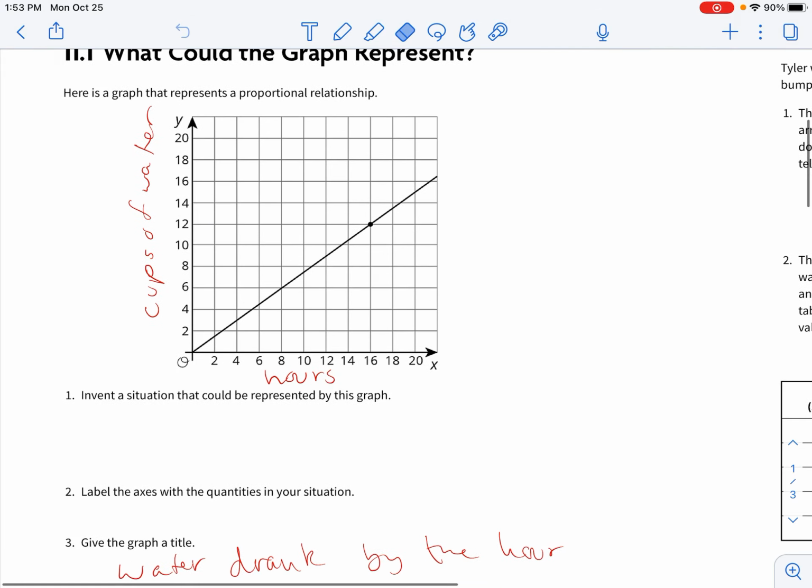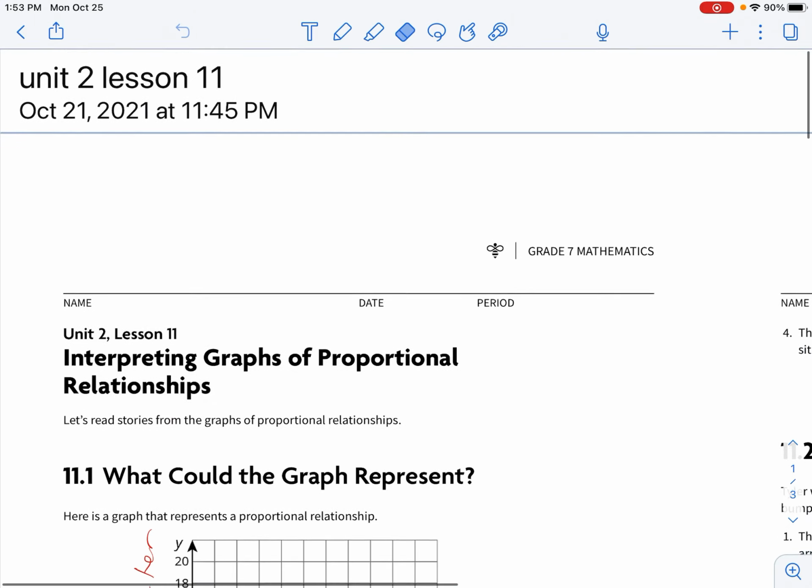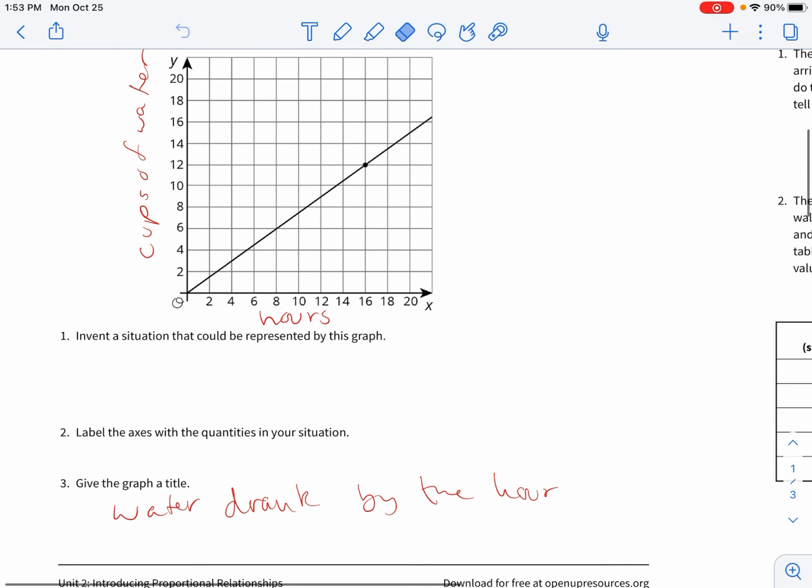So to find the constant of proportionality, we just take our Y divided by our X. So, whoops, we know that 16 here is our Y. 12 is our, sorry, I did that backwards. I did X over Y. 12 is our Y. 16 is our X. So when you simplify this, 4 can go into both of these, and that would be 3/4. So you're drinking about 3/4 cups of water, or 6 ounces each hour.